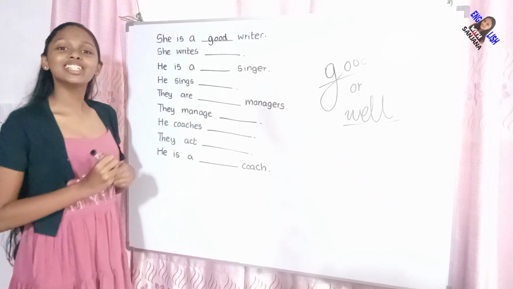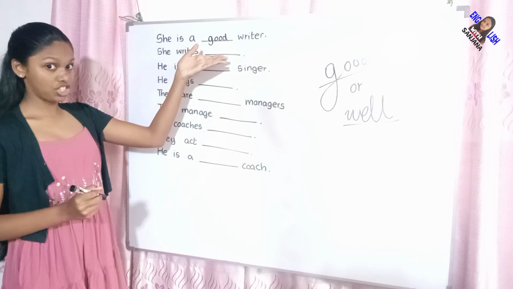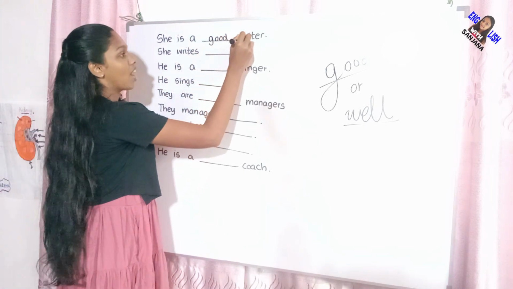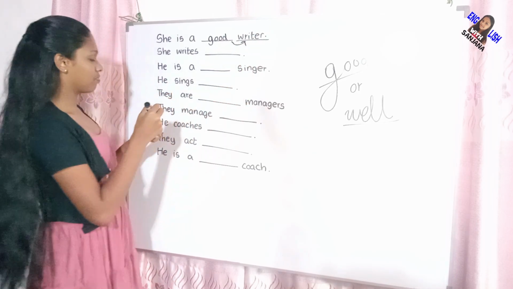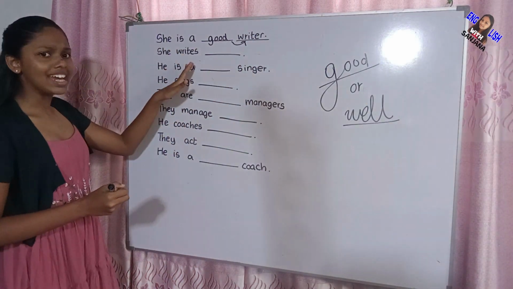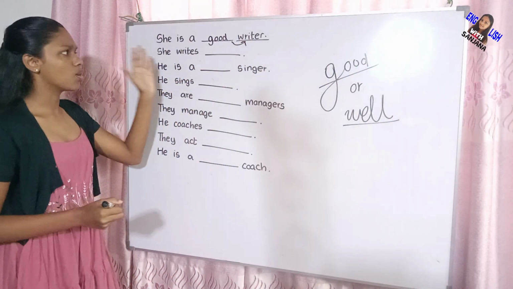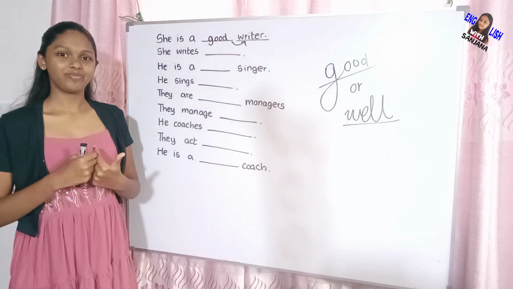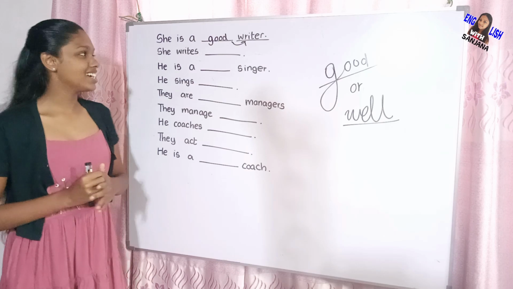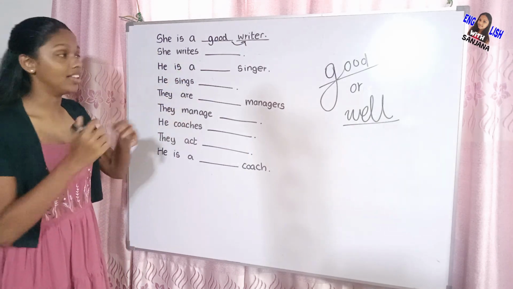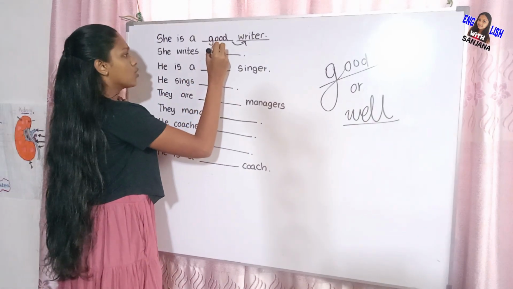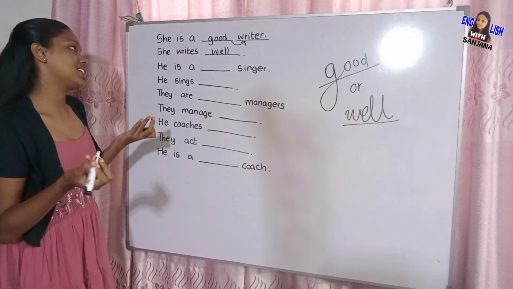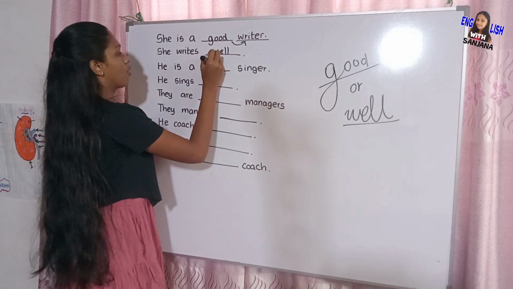Why did we use good? Because this is an adjective and it describes the noun writer. Very nice. She writes blank. She writes good or she writes well. Very nice, friends. She writes well. Why did we use well? Because this is an adverb and it describes the verb writes.